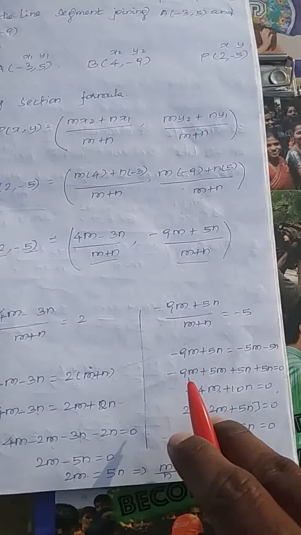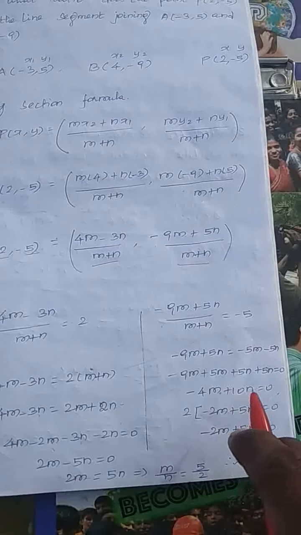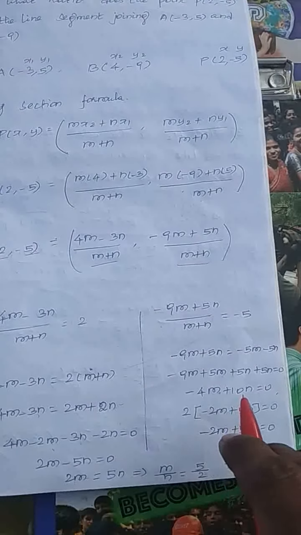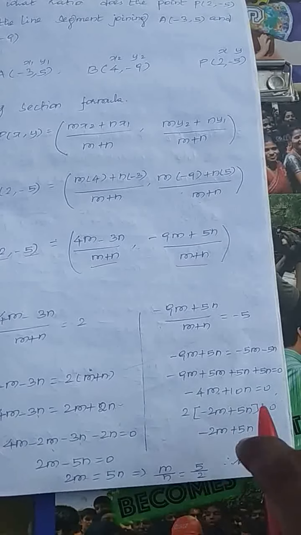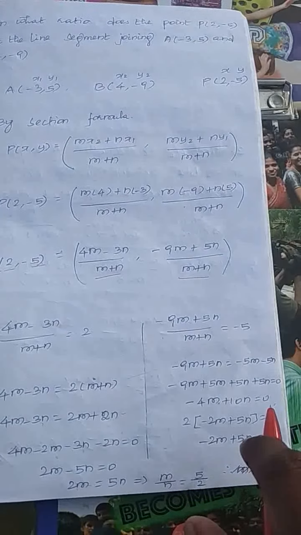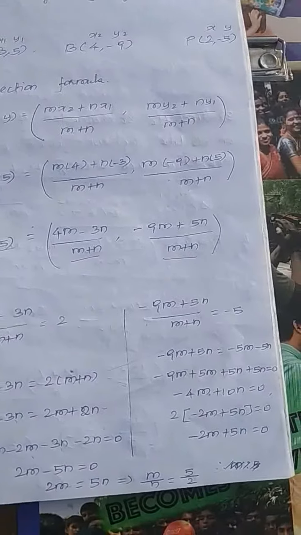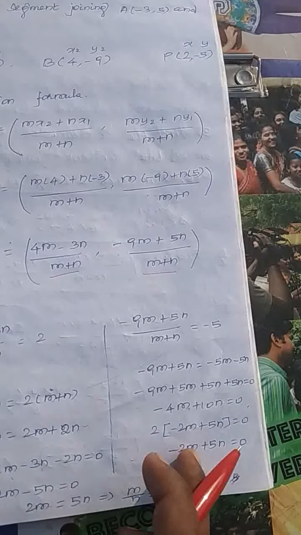So minus 9m plus 5m equals minus 4m, and 5n plus 5n equals plus 10n, equal to 0. Now 2 is a common factor. Taking it out, the remaining is minus 2m plus 5n equals 0. Dividing by 2, 0 by 2 equals 0. So the last row is minus 2m plus 5n equals 0.